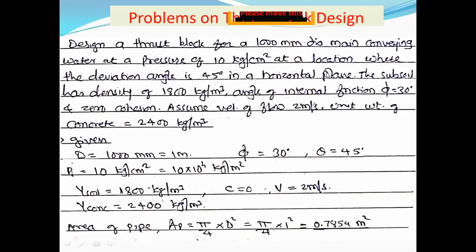So write down the given things. Diameter D is equal to 1000 mm, equal to 1 meter. Phi is equal to 30 degree. That is angle of internal friction phi. Theta is equal to 45 degree. That is the angle of deviation.